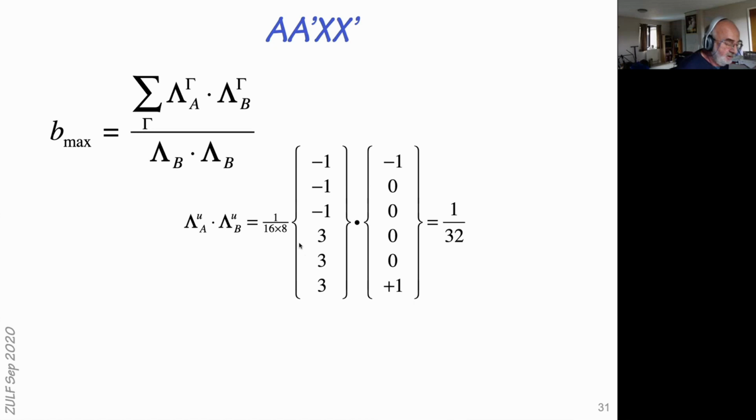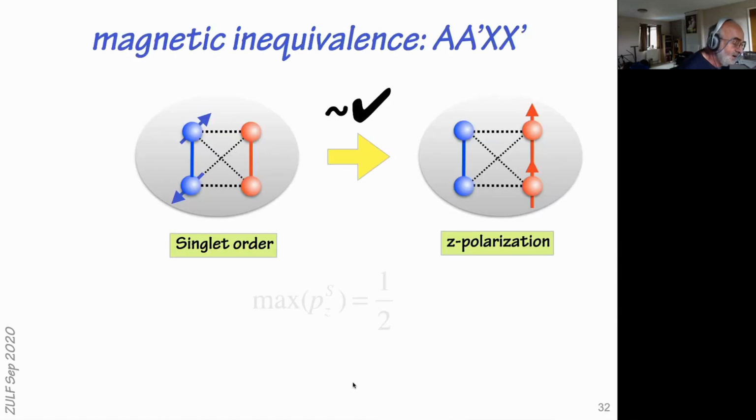There is transfer allowed now. For example, if we take the U IREPs and combine them in this way, we get a factor of 1 over 32. And if we go through the mathematics for both IREPs, we find a maximum transfer of 1/2. So in the case of magnetic inequivalence, the A prime X X prime spin system, which is commonly of relevance in SABRE in ZULF conditions, then the maximum transfer from the parahydrogen polarization to the S spin Z polarization is 50%.